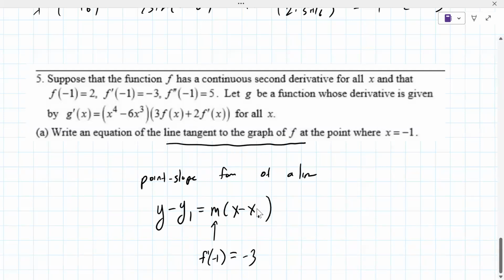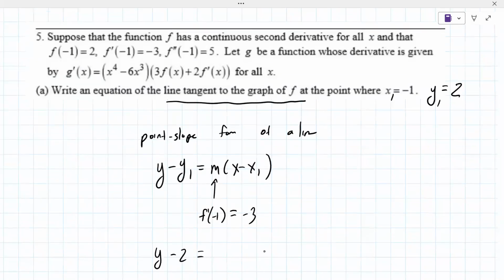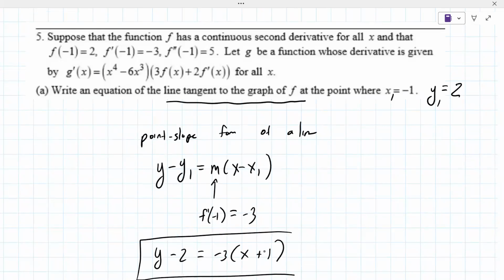Now, do you know an x1 and a y1? Do you have an ordered pair? Do you know the y value when x is negative 1? Yeah, 2. So do you have enough for this? You've got an x1 and a y1, and you've got a slope. So it's y minus 2 equals negative 3 times x plus 1. That's everything for part A. There's not really any calculus there.